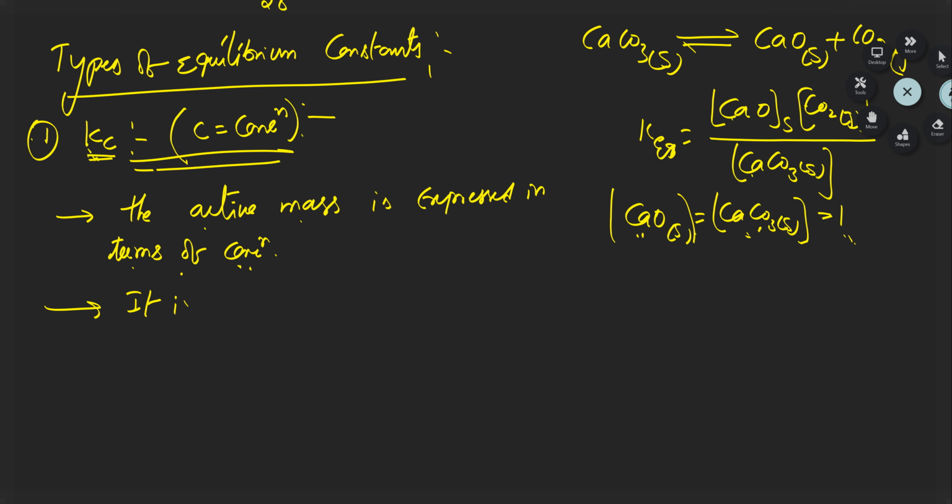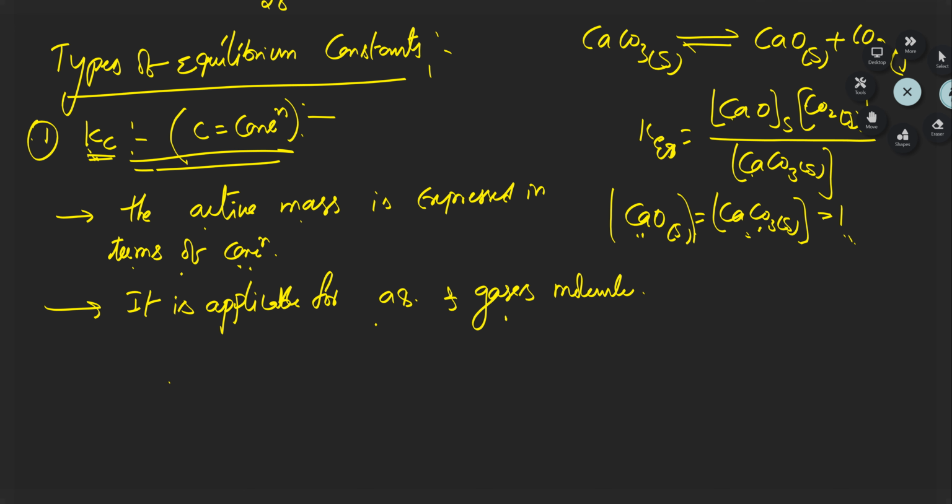It is applicable for aqueous products or reactants and gaseous molecules. It is applicable for aqueous or gases. It is not applicable for solids and liquids. Why? Because if you are taking all reactant concentrations, they will be 1. Products concentration is also 1 for liquid and solids.